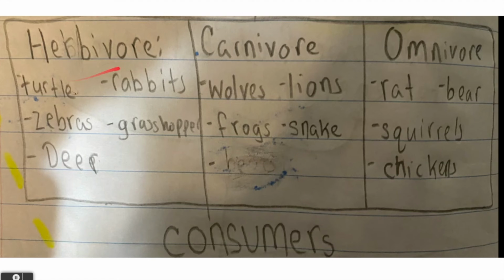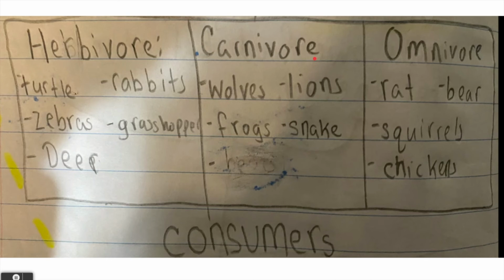There are herbivores. Herbivores are those animals that only eat plants, like turtles, rabbits, zebras, grasshoppers, and deer. These organisms are consumers because they depend on another organism to get their food, but they only rely on plants to get their food. Our second type of consumers are carnivores.